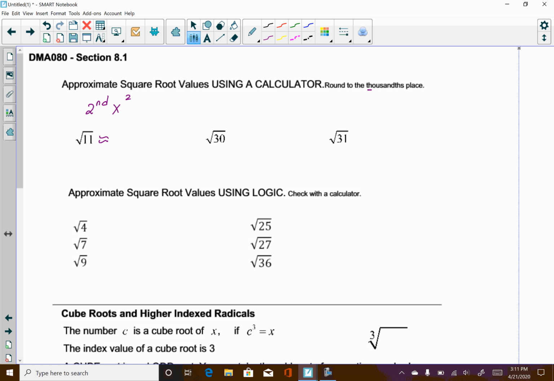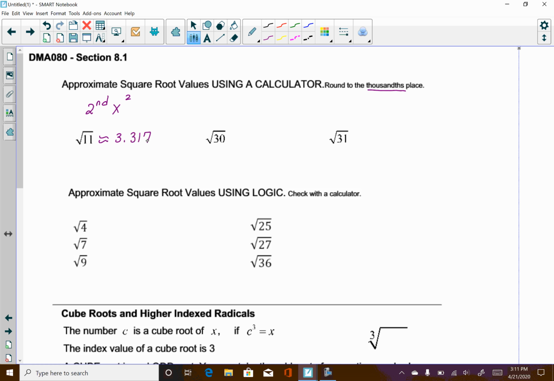I've got you rounded to the thousandths, so that's going to give you 3 decimal places. So hopefully you agree with 3.317 if you were putting that in your calculator. So this might be a good opportunity. Pause the video. Make sure you can put the square root of 30 and square root of 31 in your calculator and get those answers. If not, reach out to me and I can give you some screenshots of a calculator to help you out.